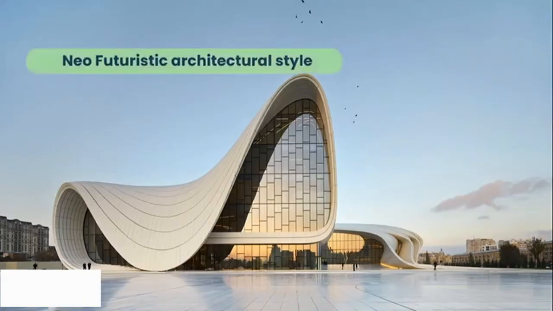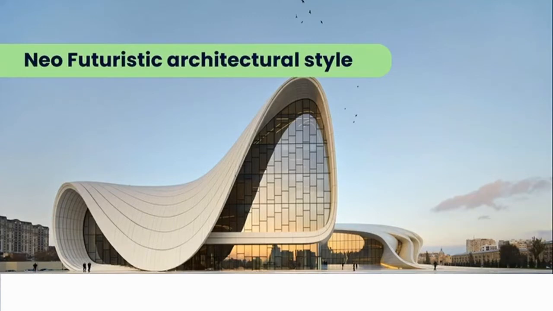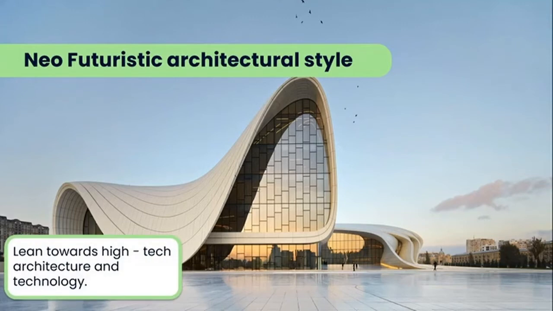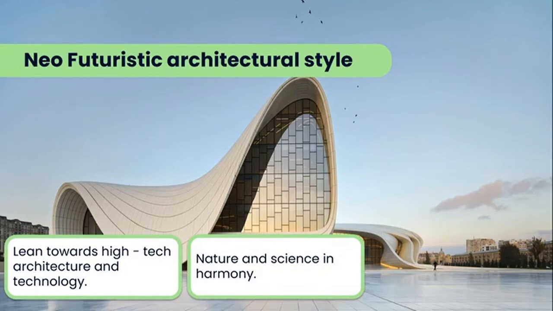The next style type we look at is the neo-futuristic architectural style. The first signs of neo-futuristic architecture appear in the 21st century. One of the prominent characteristics of this architectural style is that it had a lean towards high-tech architecture and technology. We see nature and science being combined in harmony, as it aims to rethink the aesthetic and functionality of rapidly growing urban spaces.